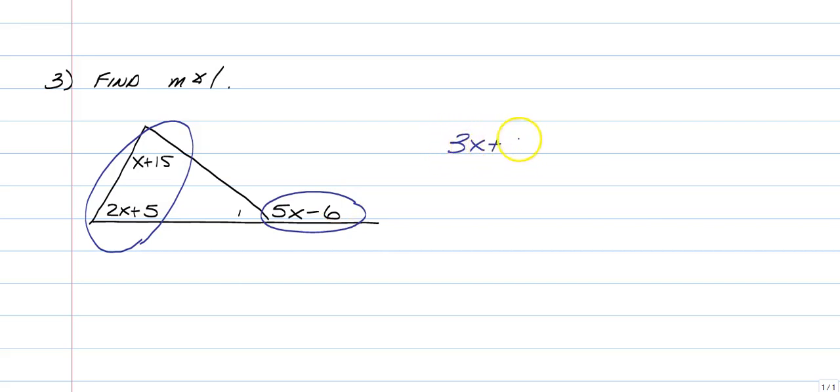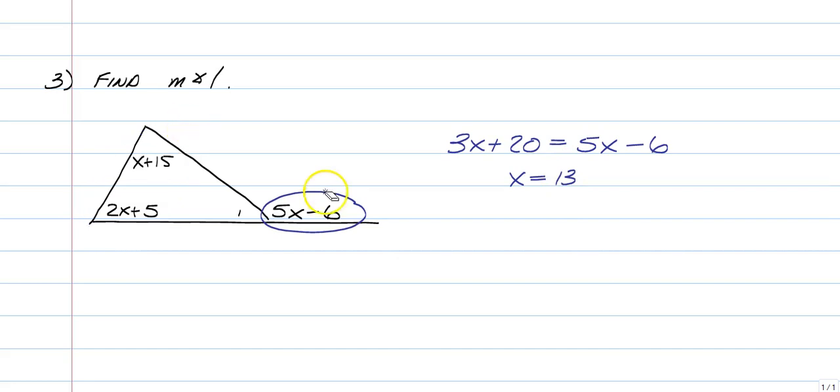We have 3x plus 20 is equal to the exterior angle of 5x minus 6. A little bit of algebra will tell us that x is equal to 13. So once you have 13, you need to substitute it back into, you have a few choices. You can substitute it into this example right here. So 5 times 13 minus 6 is going to give you 59 degrees. And then you can go back to linear pair, which is going to tell you that angle 1 is 180 minus 59. So angle 1 is equal to 121 degrees.